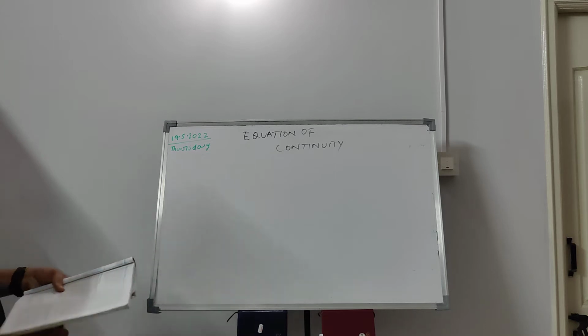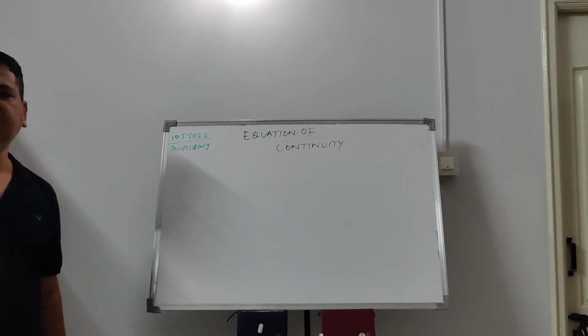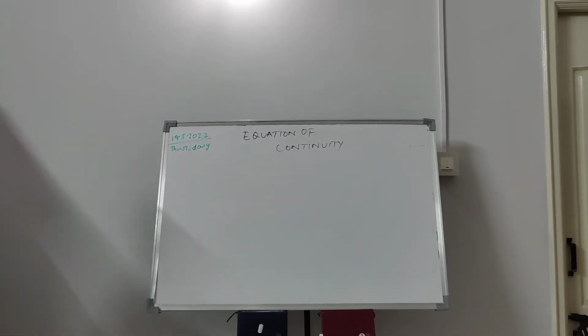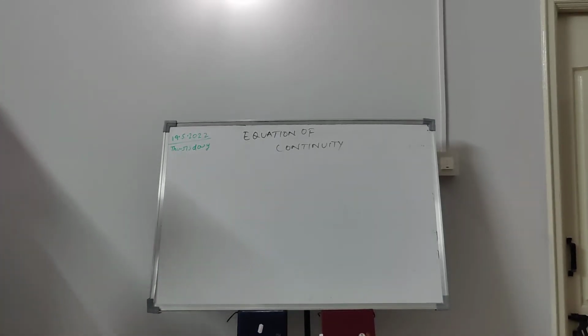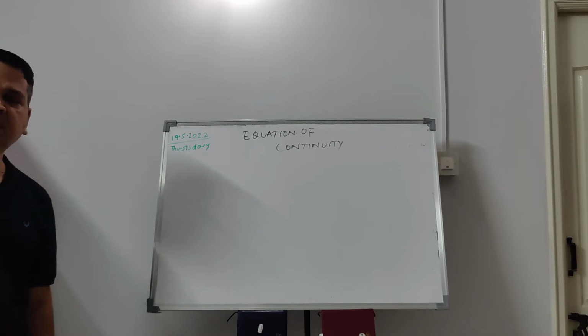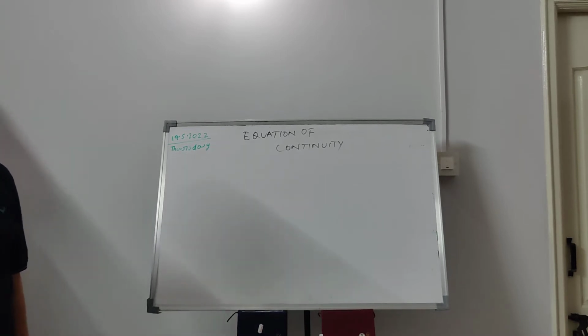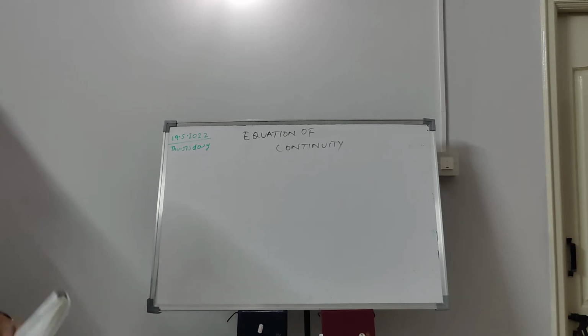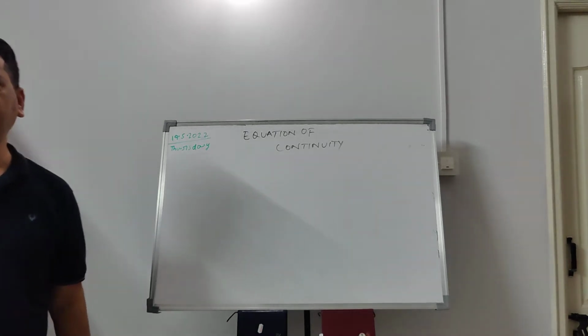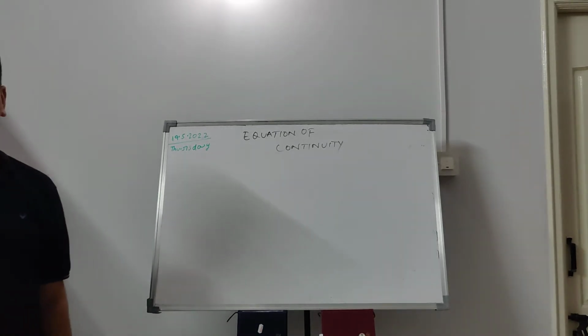This equation of continuity is based on conservation of mass, and there are some conditions attached to it. There are two types of flow. One is steady flow, one is unsteady flow.